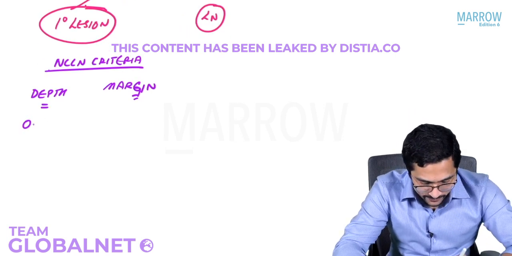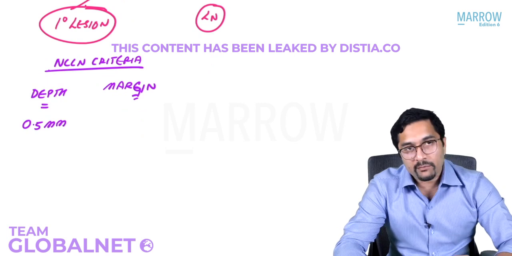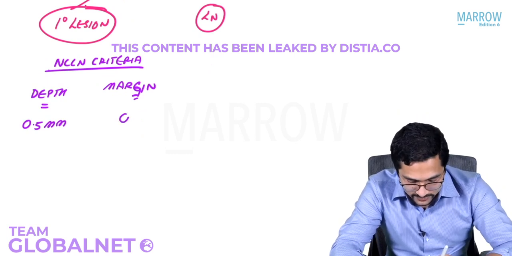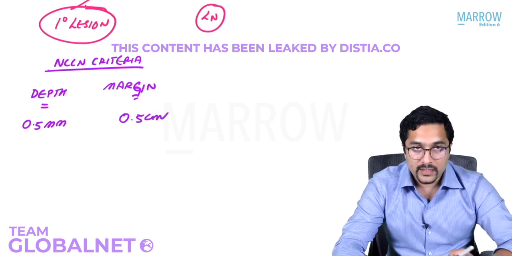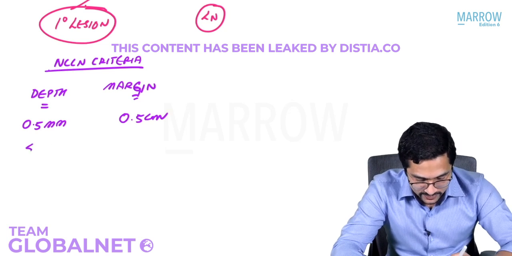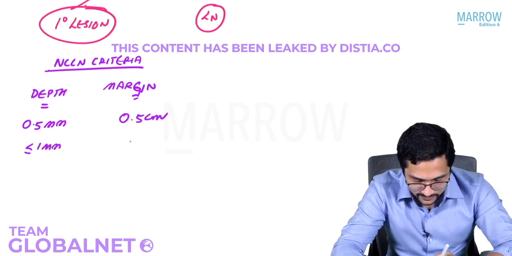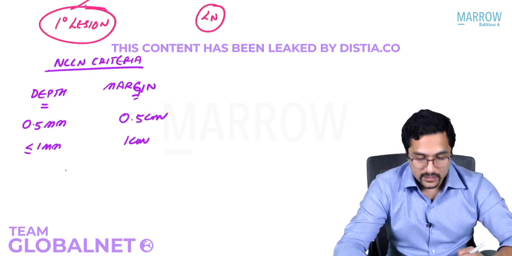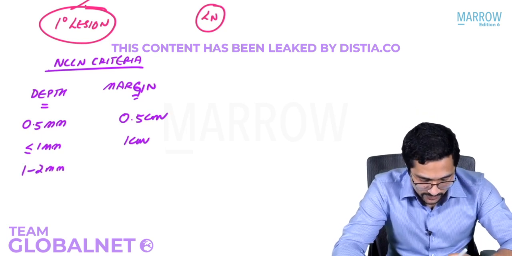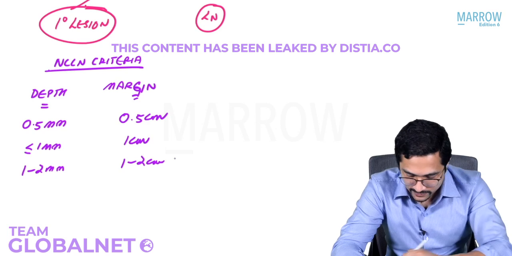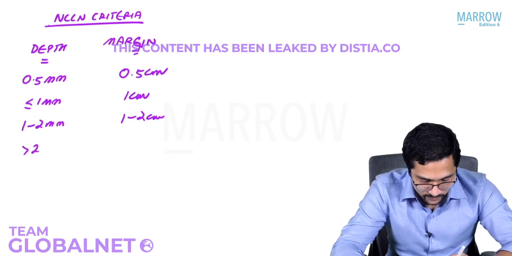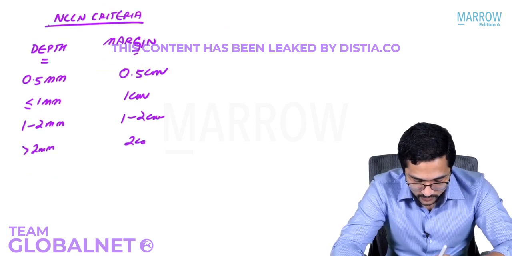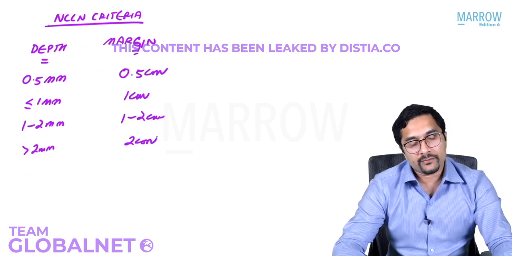So if it is a 0.5 millimeter depth of invasion, then 0.5 centimeter margin is enough, right? If it is still less than or equal to 1 millimeter depth, then 1 centimeter margin is enough. If it is 1 to 2 millimeter depth, then 1 to 2 centimeter margin is enough. And if it is more than 2 millimeter depth, then 2 centimeter margin is enough.